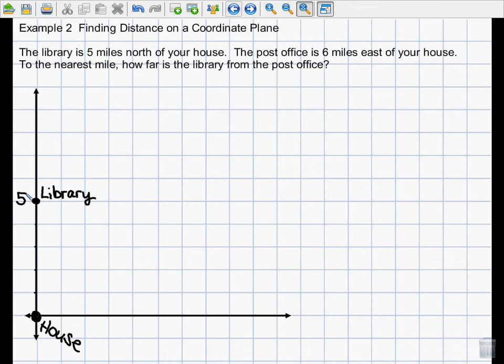All right? Now the post office is 6 miles east of your house. So go back to your house. Which way is east? Right. So we're going to go east, right, 6. So here's 1, 2, 3, 4, 5, and here's 6. And that is the post office.